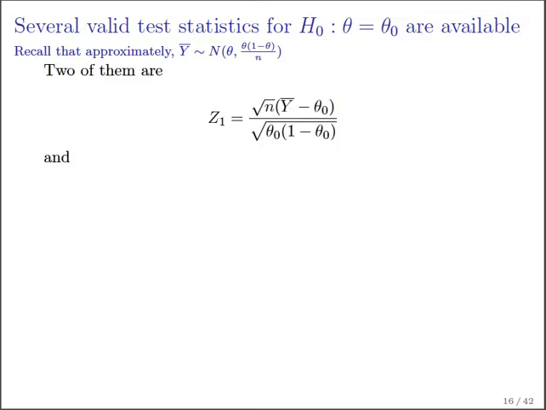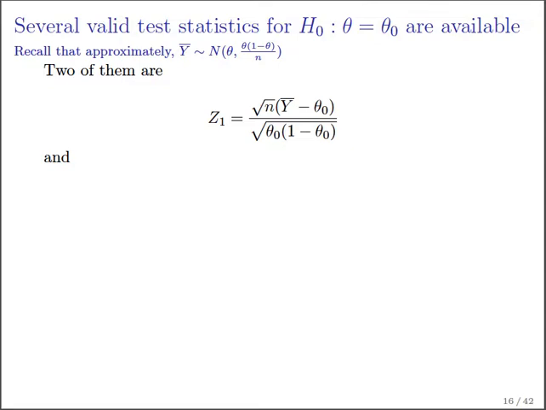And here's two of them. In Z1, this is a straight central limit theorem in which you have y bar being normal. Under the null hypothesis, y bar is normal with mean theta 0, the hypothesized value, which for our example is 1/2, and the variance is theta 0 times 1 minus theta 0, all divided by n.